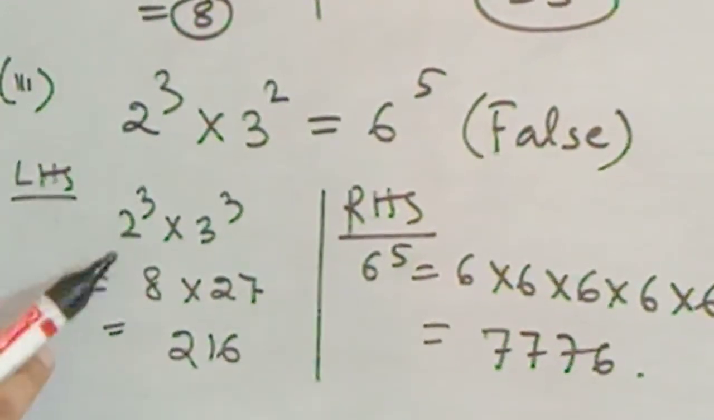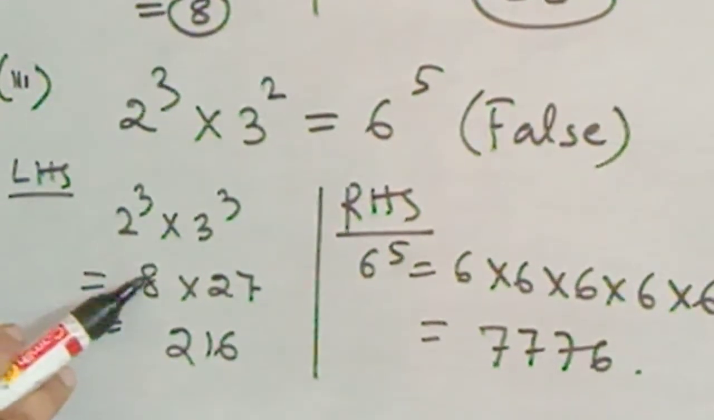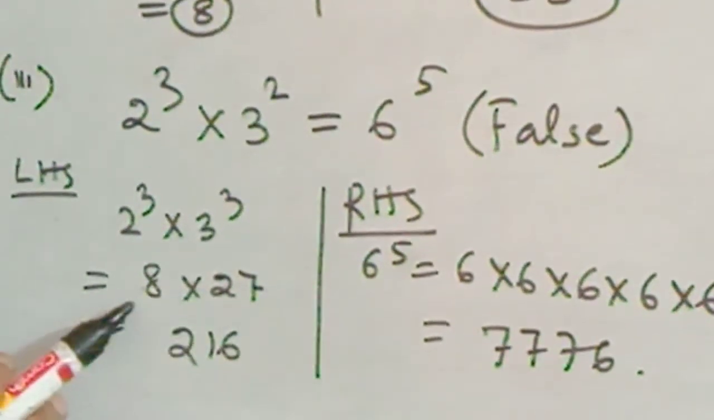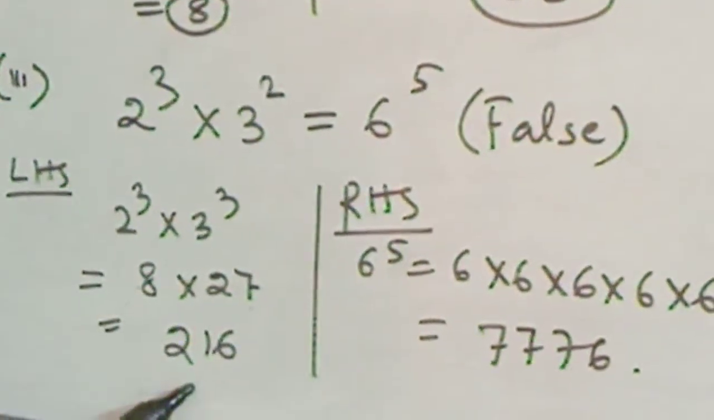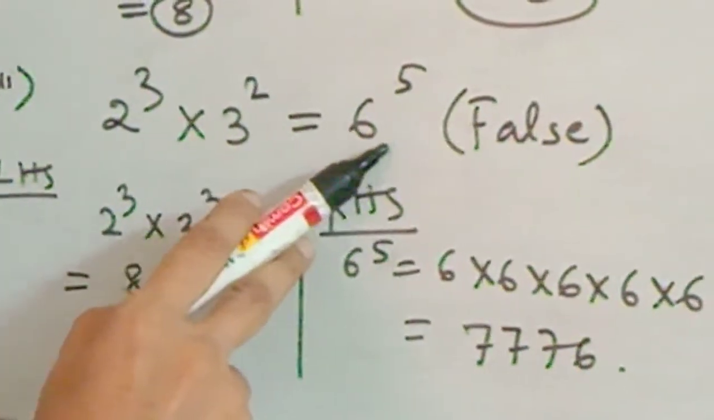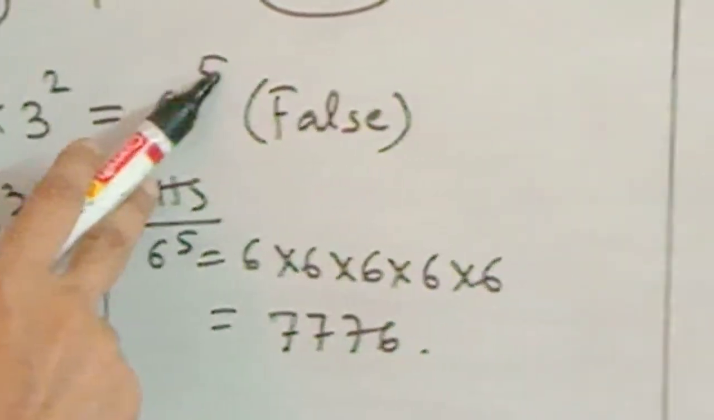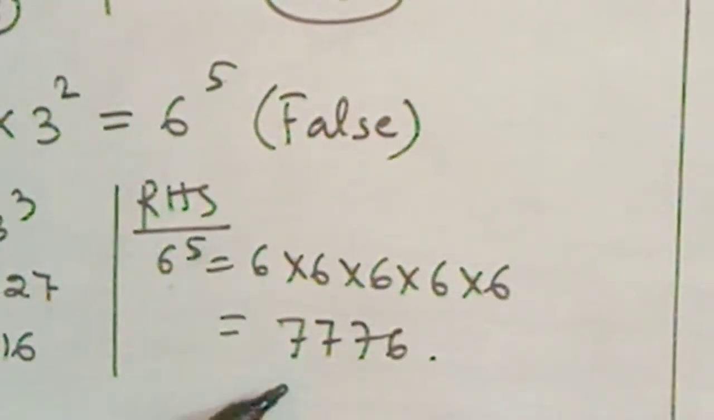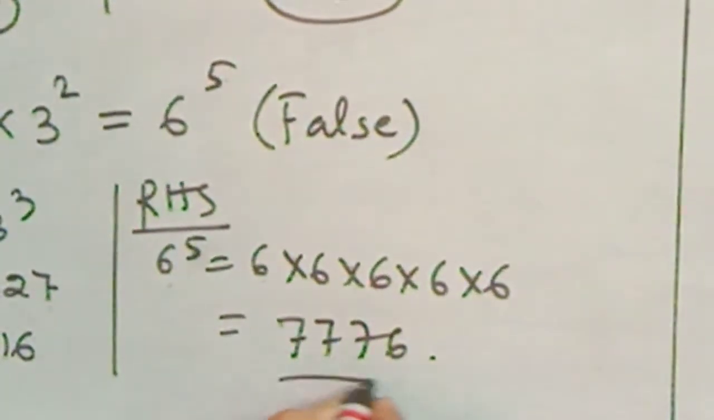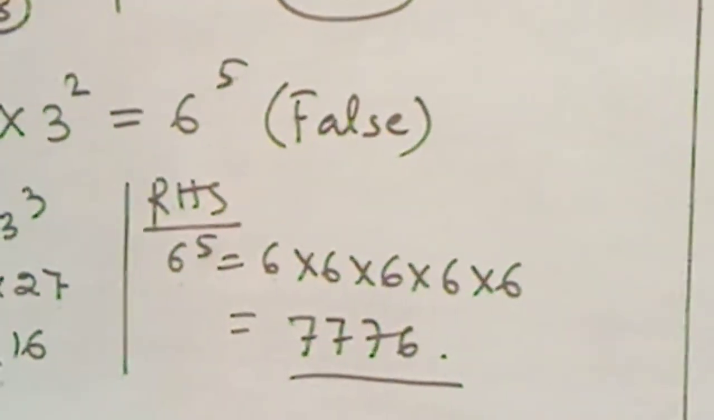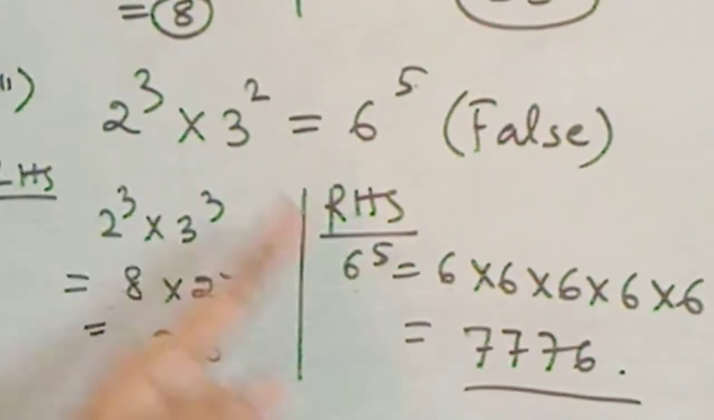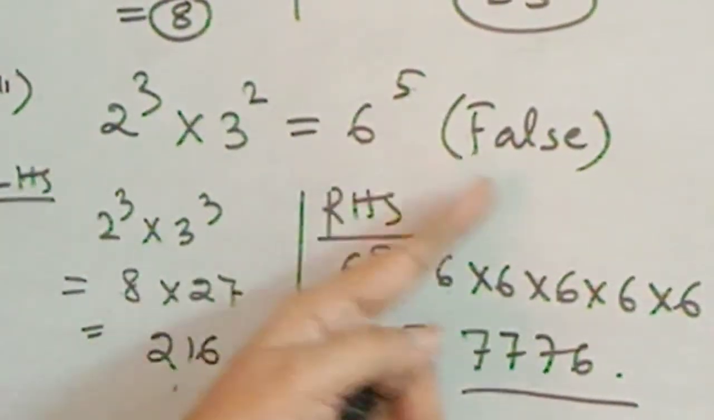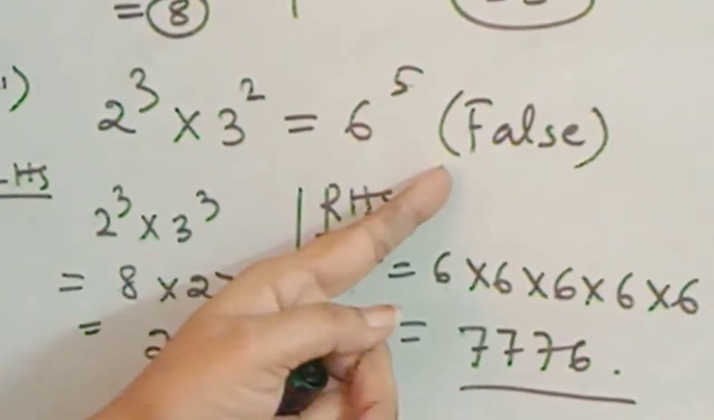2 to the power 3 means 2 into 2 into 2, 8. 3 to the power 3 means 3 into 3 into 3, 27. If you multiply these two, you will get 216. Come to the right side. Right hand side, 6 to the power 5 means 6 will come 5 times and the result is 7776. Now you say, are they equal? But they are giving it is equal. That means this statement is false.